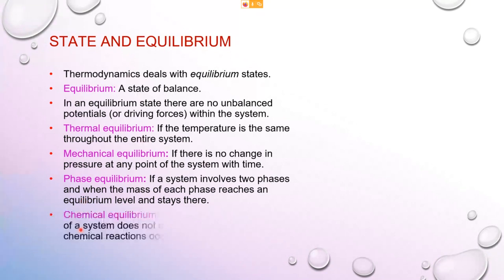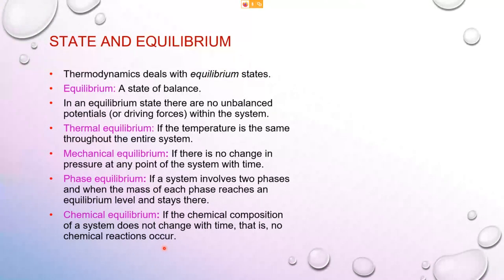Then the last one is chemical equilibrium. If the chemical composition of a system does not change with time, that is, no chemical reaction occurs. For example, you have steam mixed with liquid water. If water is mixed with steam, there will not be any chemical reactions, because both are H2O. So we say after mixture and before mixture, they are under chemical equilibrium. So these are the 4 equilibrium conditions that we are referring to.